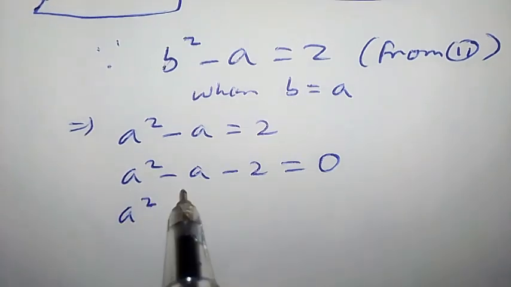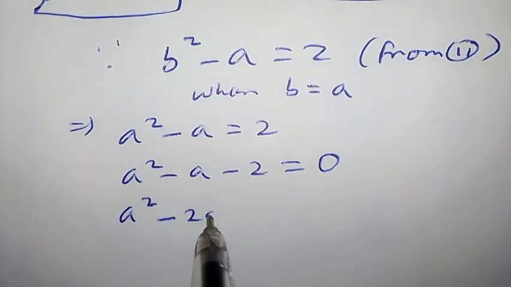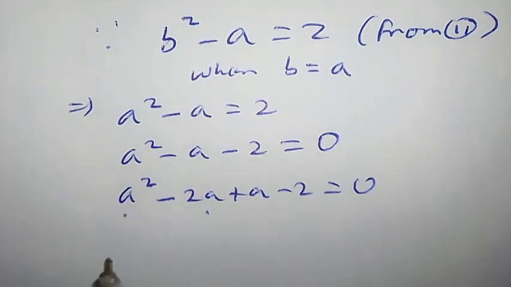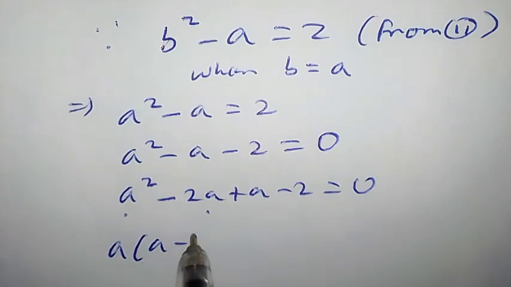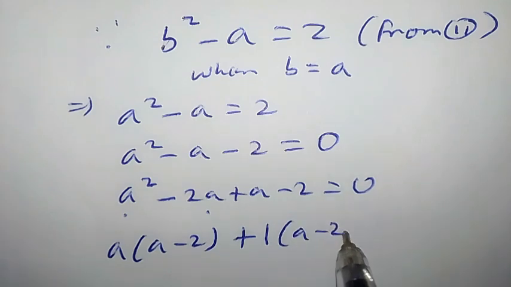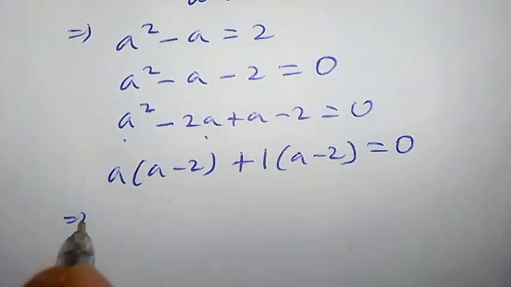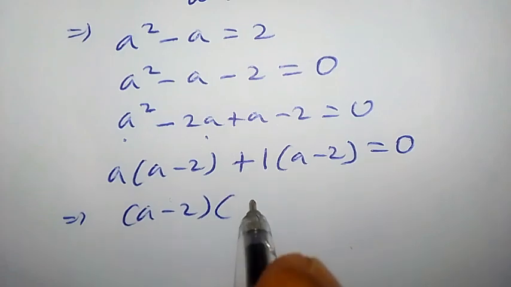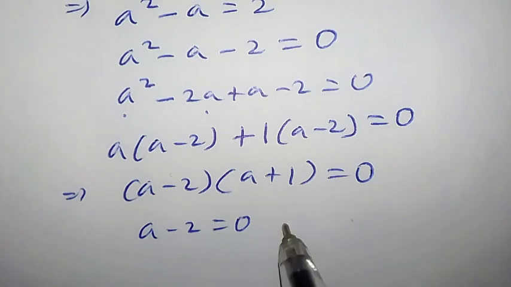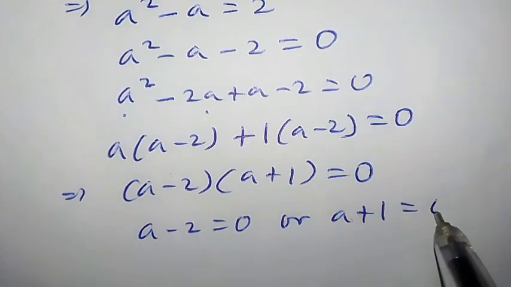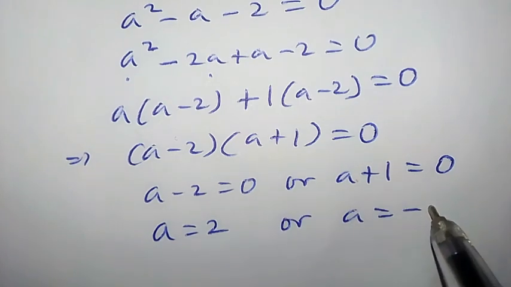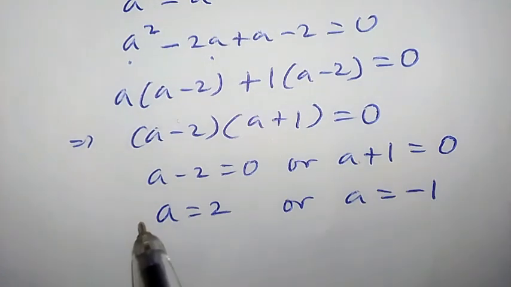We now have a very beautiful quadratic equation and we can factorize it. a² − a, we can write as a² − 2a + a − 2 equal to 0. The common term here is a. So when we pull it out, we have a(a − 2) plus, the common term here is 1, so 1(a − 2) equal to 0. This implies that (a − 2)(a + 1) is equal to 0. a − 2 = 0 or a + 1 = 0. Clearly, a = 2 or a = −1. We now have two values of a.